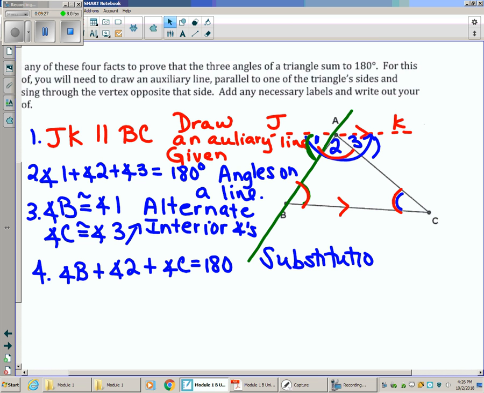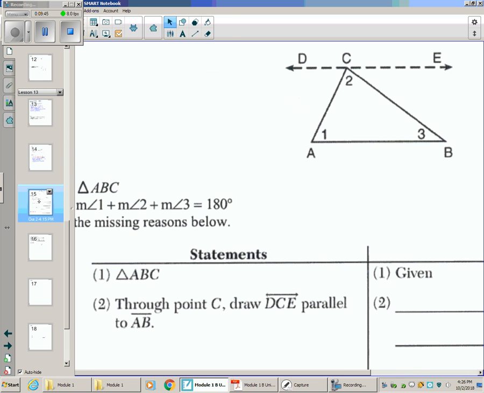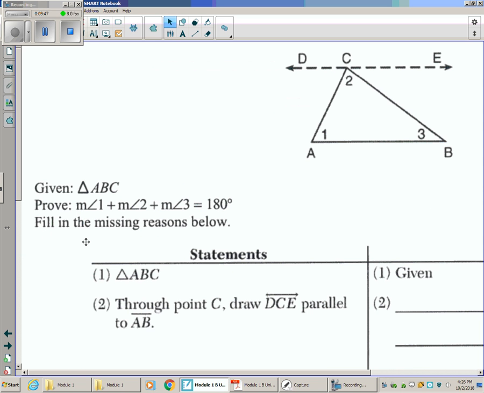Okay, so now what I would like you to do is turn your workbook to page 63A. We're going to skip the other ones. If you want to do them on your own, you can. Okay, so let's go to the next page. Okay, and this is a Regents question, and it looks similar to what we just did.